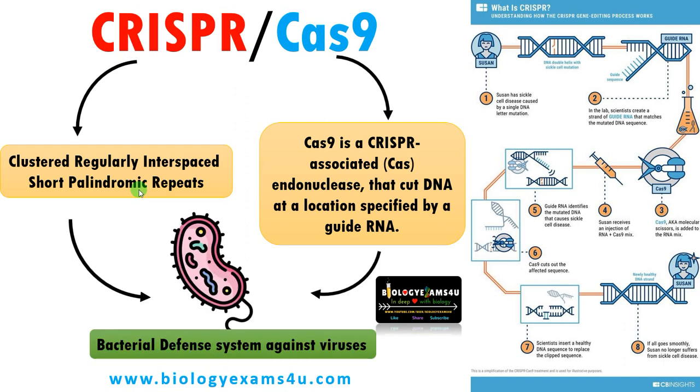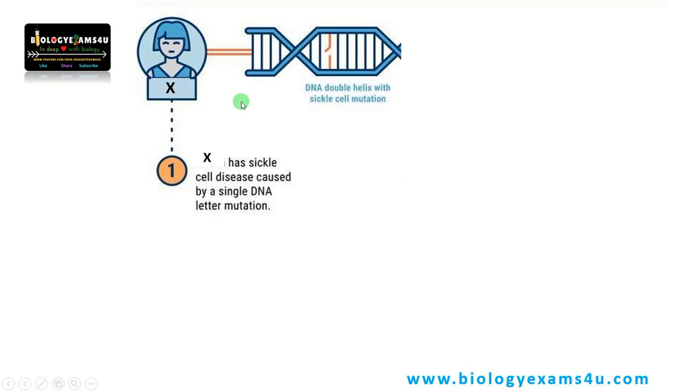The system was discovered in bacteria. It is a part of the bacterial defense system against viral attack. Now this system is considered a versatile gene editing tool that revolutionizes medicine. Now let us see how CRISPR-Cas9 works. Let's take a simple example.